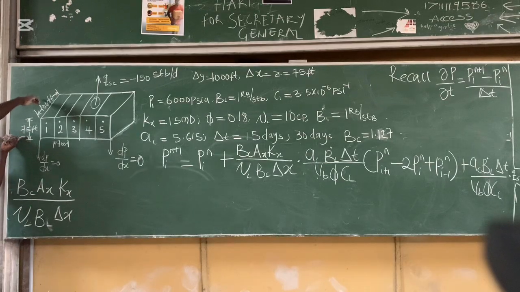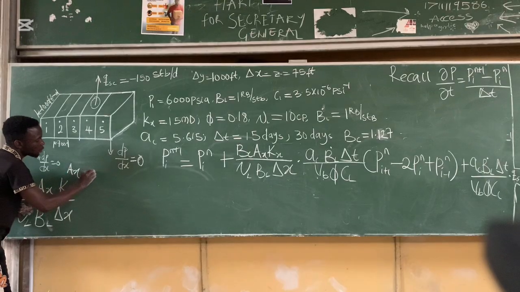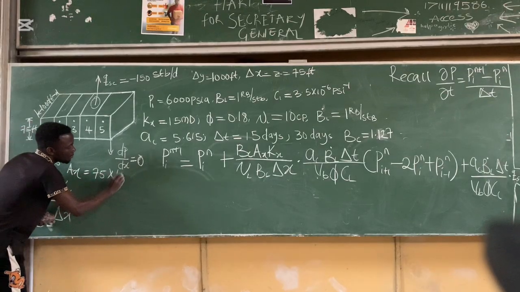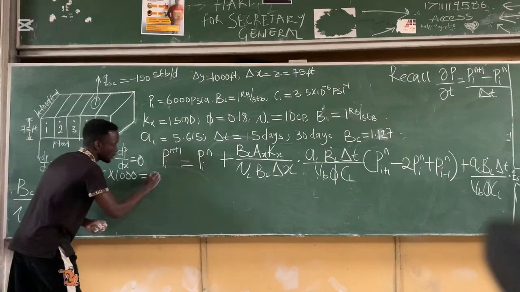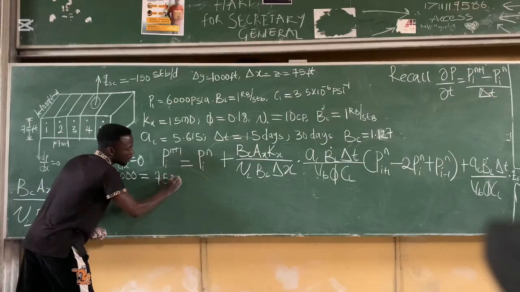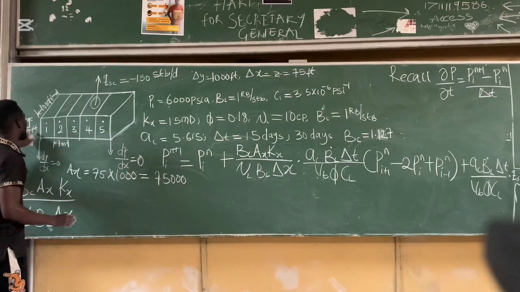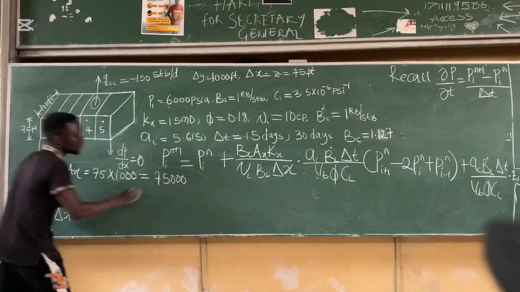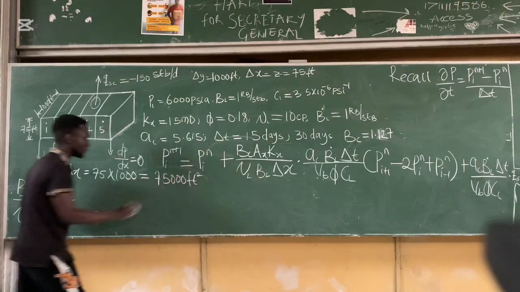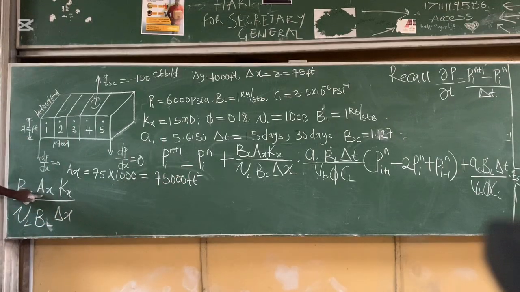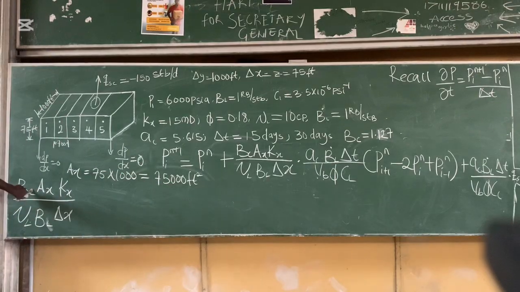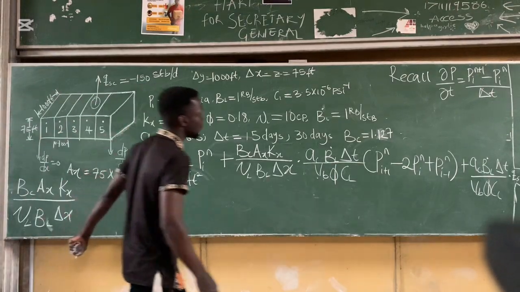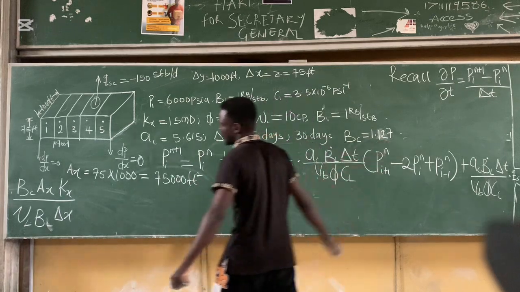75 times what? 1000. We can simply say AX is equal to 75 times 1000, which is equal to 75,000. Remember, this is feet, this is feet. Feet times feet will give us feet square. So the area of the block now becomes 75,000 feet square. The value of BC is given as 1.127.